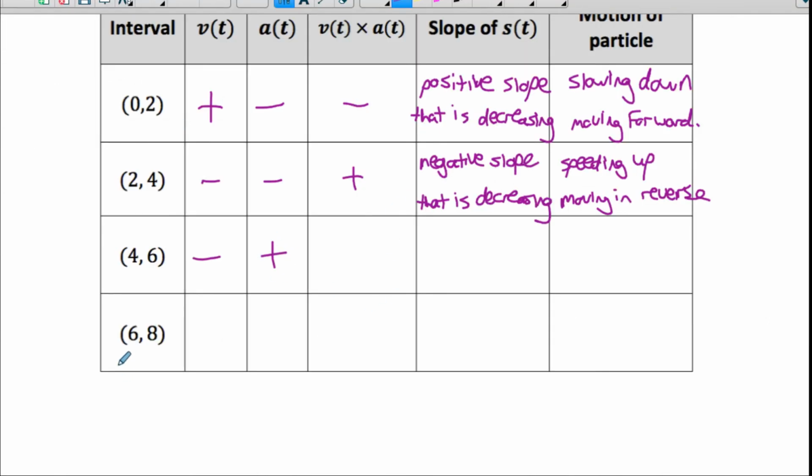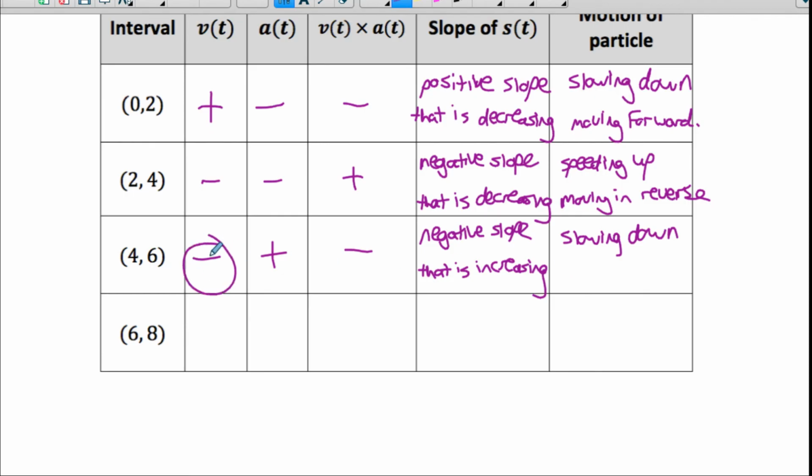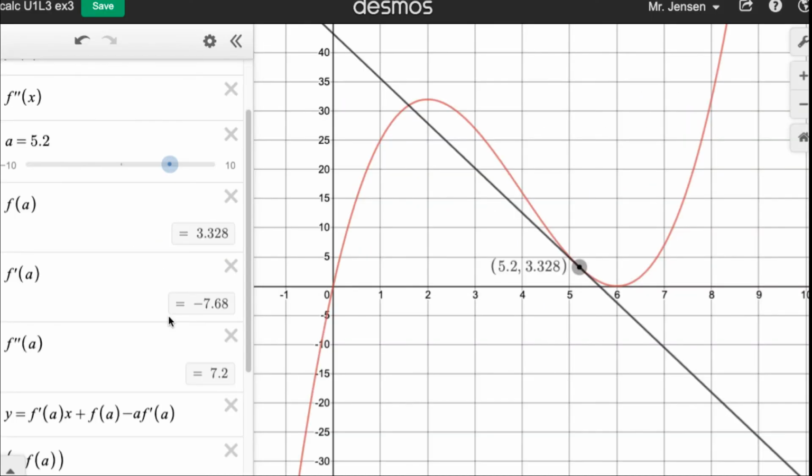That's why the acceleration is positive. The product of a negative and positive is negative. So we have a negative slope that is increasing. That tells us that it is slowing down. I know that because the product is negative, slowing down. And since velocity is negative, I know that it's moving in reverse. Slowing down, moving in reverse.